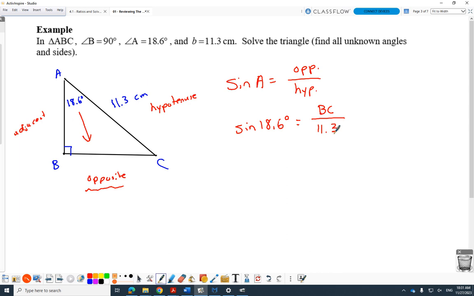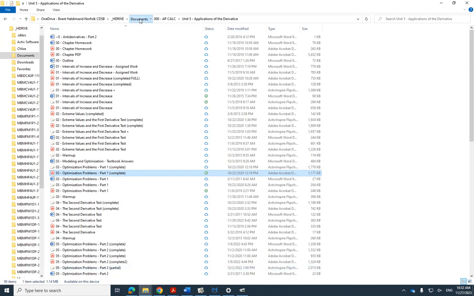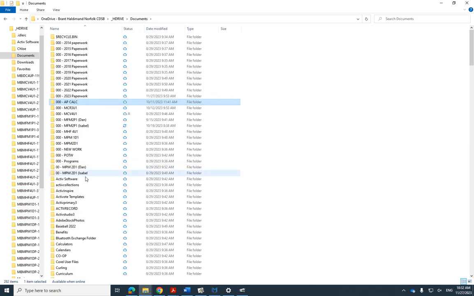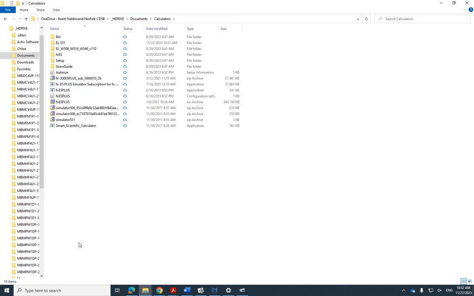The only thing I'm going to do is try to isolate BC, which, if it's divided by 11.3, I can move that over and make it multiply by 11.3. And if it offends you that I'm solving for BC on the right, then you should do it the other way. Flip them around and write BC equals 11.3 sine 18.6. Now, let's go to the calculator. I want to show you how to type this in, because there is one little thing that could go wrong here. Bring my calculator up.